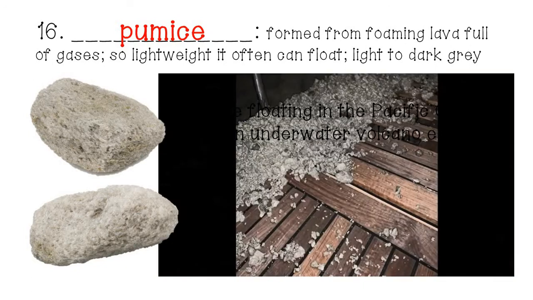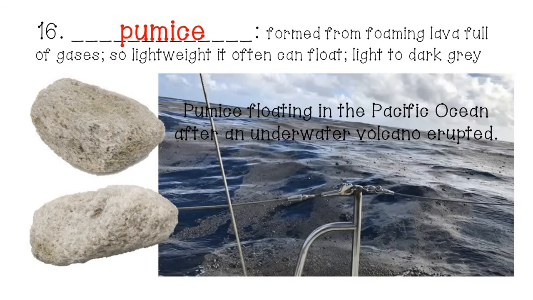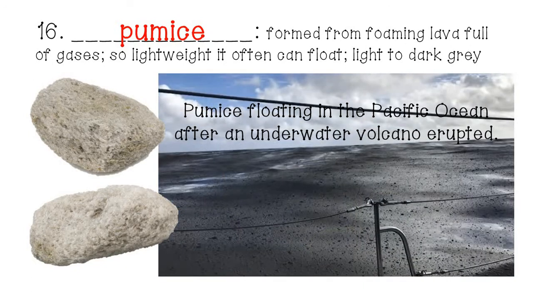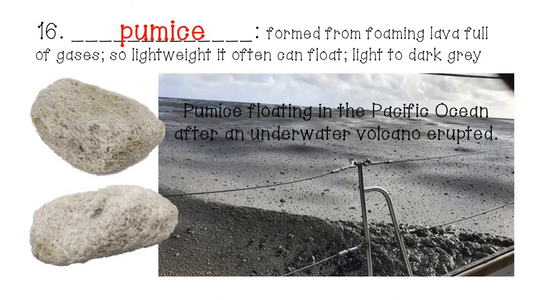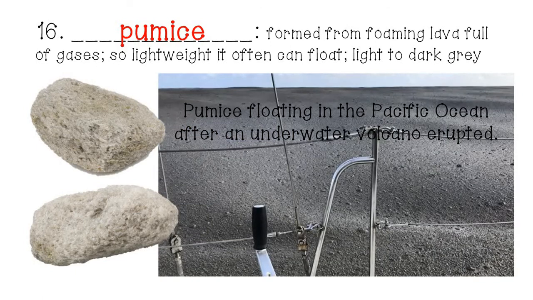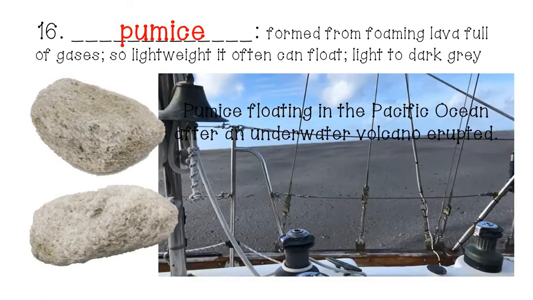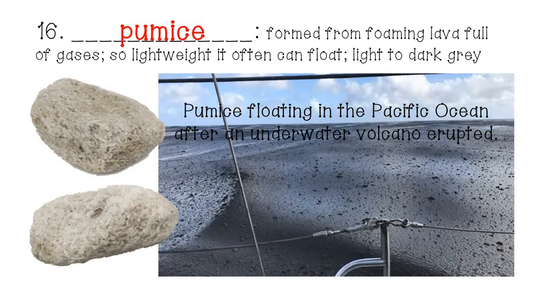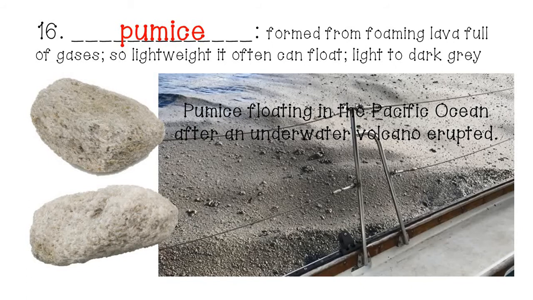Like scoria, it also is full of little tiny bubbles. And that is because, just like scoria, there were gases that were trapped inside that lava. Pumice can usually be anywhere from a light color to a dark gray, but it is formed from lava that is literally foaming. It is so full of gases that the whole thing is just frothing and foaming.